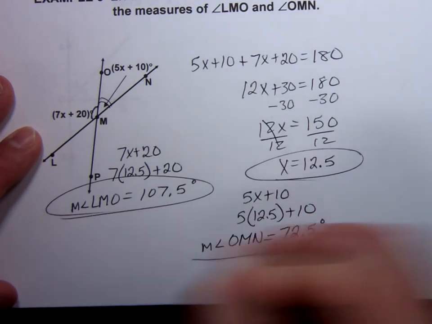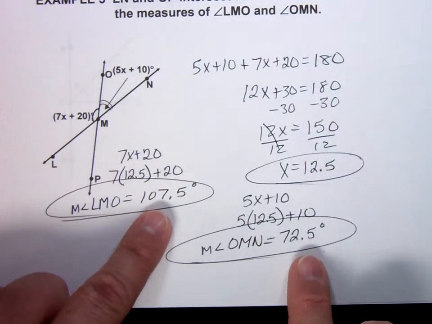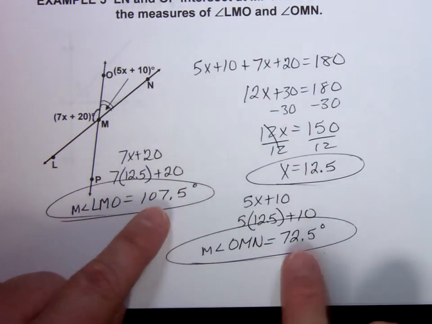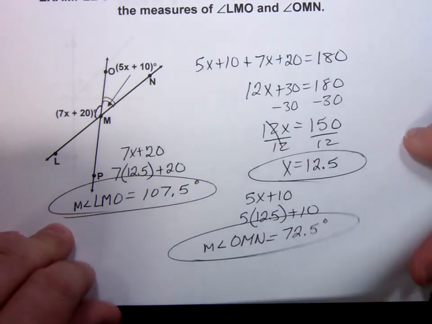And you can check yourself when you're done. Remember, they're supposed to be supplementary. They're supposed to add up to 180. If I add those two numbers together, I will get 180. So I feel pretty confident that I did everything correctly. If they don't add up to 180, you want to go back and recheck your work.